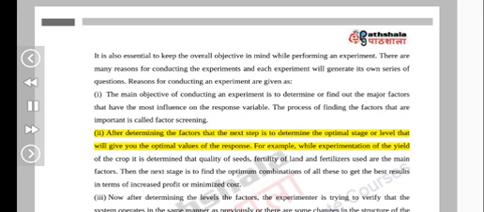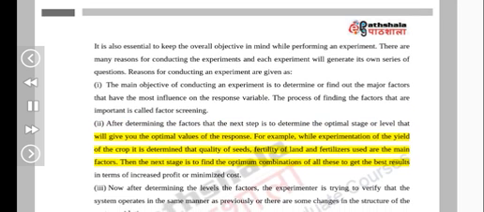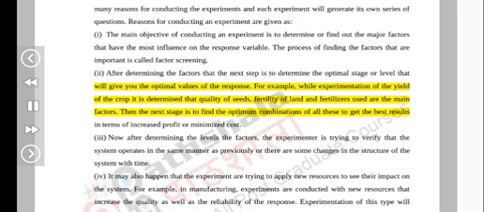II. After determining the factors, the next step is to determine the optimal stage or level that will give you the optimal values of the response. For example, in experimentation on the yield of a crop, it is determined that quality of seeds, fertility of land and fertilizers used are the main factors. Then the next stage is to find the optimum combination of all these to get the best results in terms of increased profit or minimized cost.